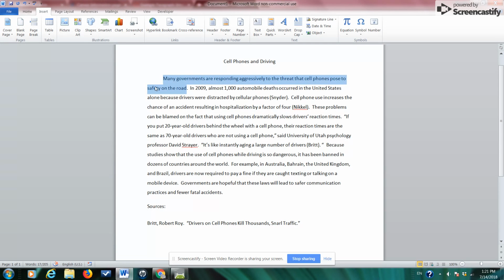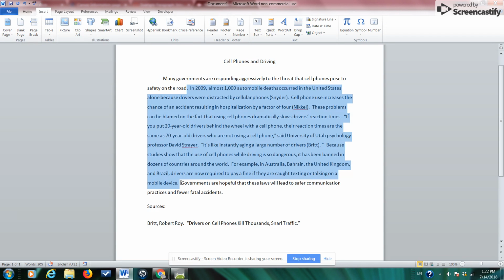This topic sentence is great. It's very clear what the topic is. It's many governments, and it's very clear what the controlling idea is, that they are responding aggressively to the threat that cell phones pose to safety on the road. Okay, now, this topic needs to be supported, so it needs lots of supporting details. Well, guess what? All of this section here contains supporting details, and it contains certain types of supporting details.